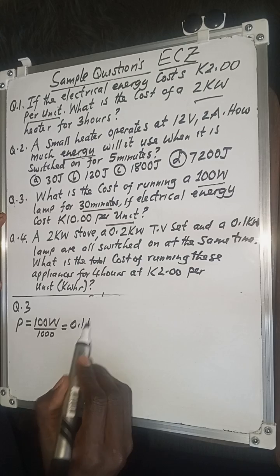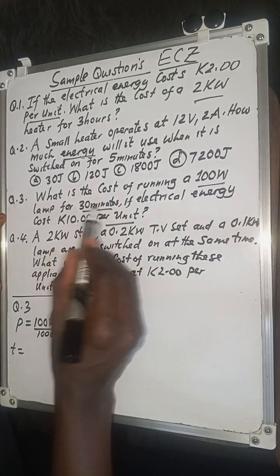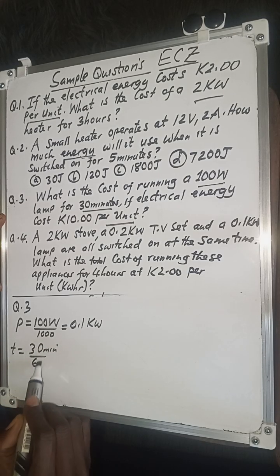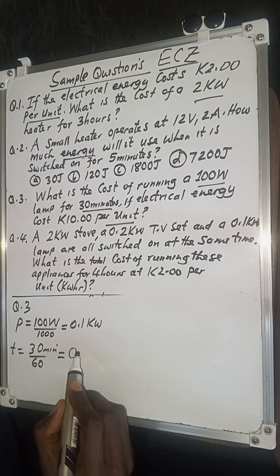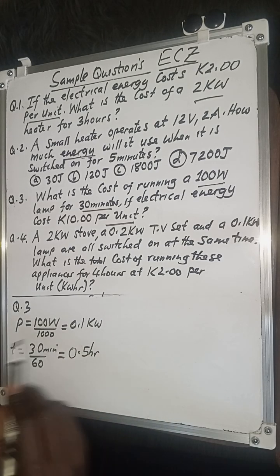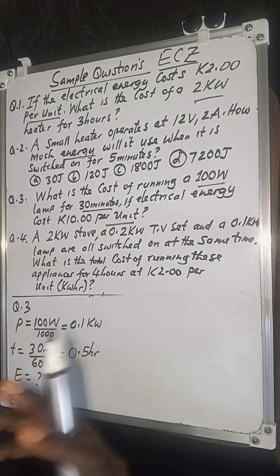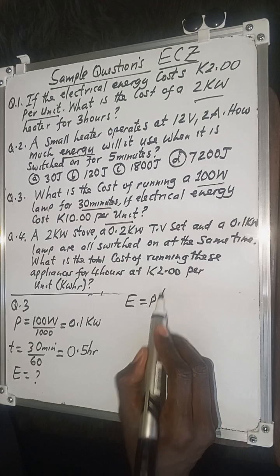That will give you 0.1 kilowatt. And the time they have given you is in minutes, that's 30 minutes. If you want to convert minutes to hours, just divide right away by 60. So 30 divided by 60 will give you 0.5 hours. So the first thing to know the cost, remember, is to find the electrical energy. Each time you need to find how much electrical energy has been used. So electrical energy is power multiplied by time.